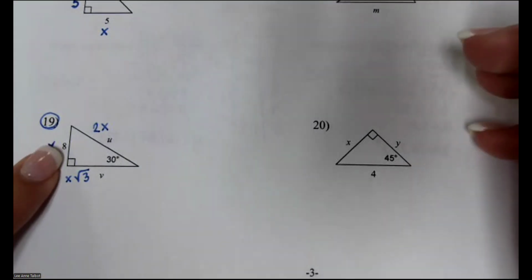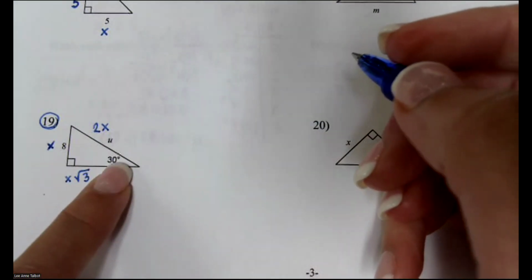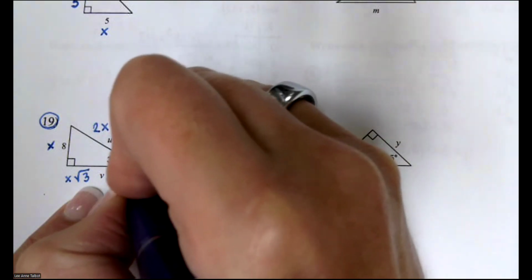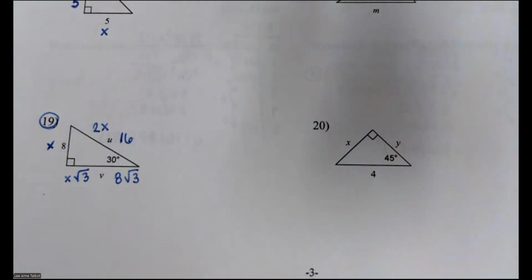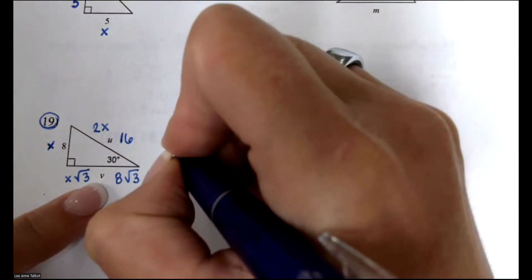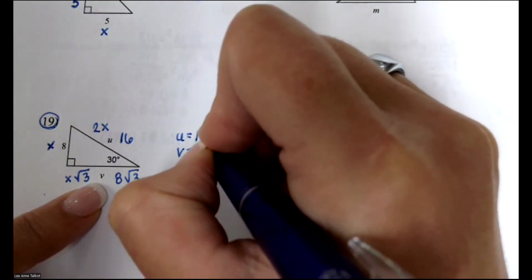Okay, so that's x. So this side is 8. So this side's going to be 16. And this side's going to be 8 root 3. So u equals 16. V equals 8 root 3.